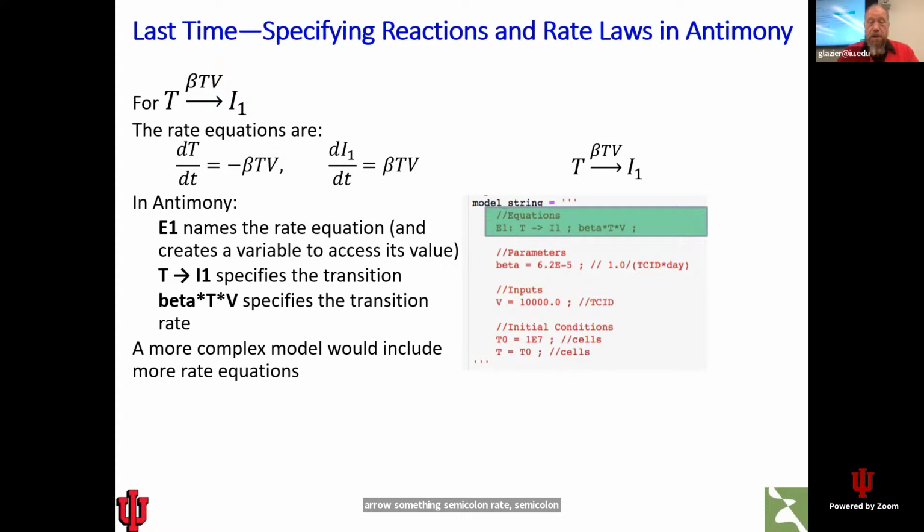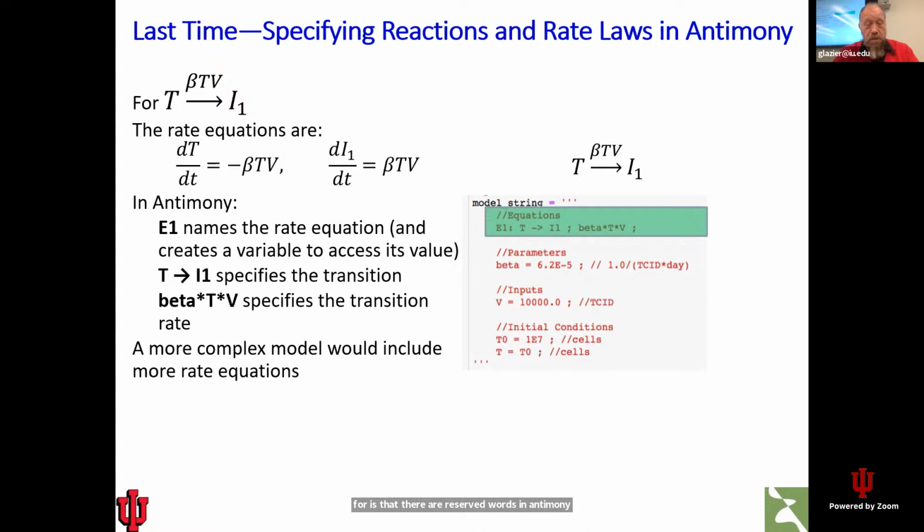If you want to name something in antimony, you use a colon. So E1 colon T goes to I1, semicolon, beta times T times V, creates a rate law that T goes to I1 at a rate beta times T times V. One thing that you have to watch out for is you can't have multiple rate laws with the same name. So if I had E1 colon something, and then I had another line that was E1 colon something, that won't work.